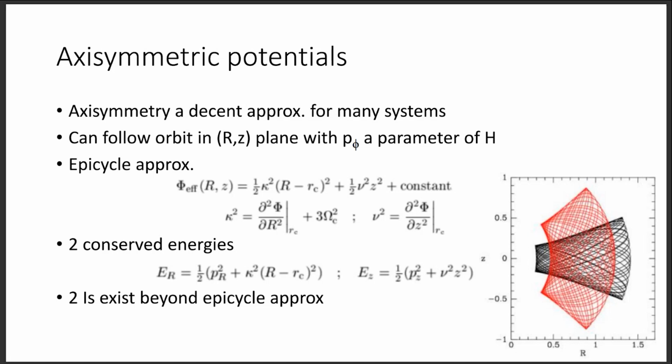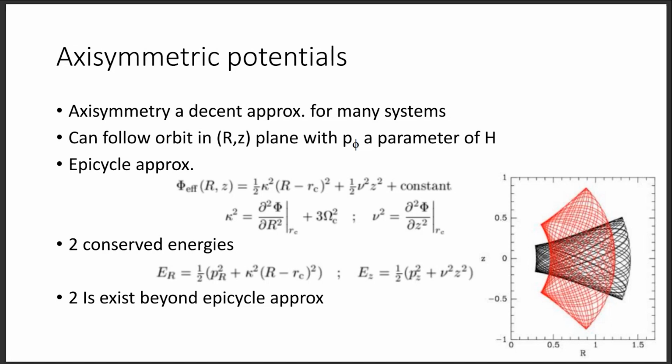But we only have formulae for 2 of them, except in the epicycle approximation. So the epicycle approximation again is when we go to the minimum of the effective potential. There's an effective potential, which I haven't written the full thing down in the 3-dimensional case. I should have done that.